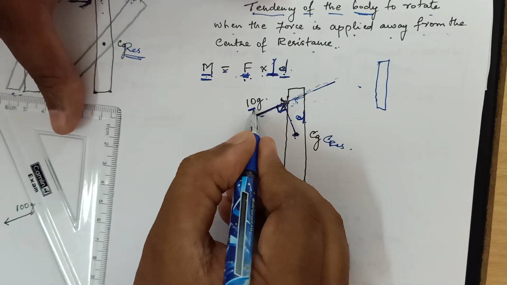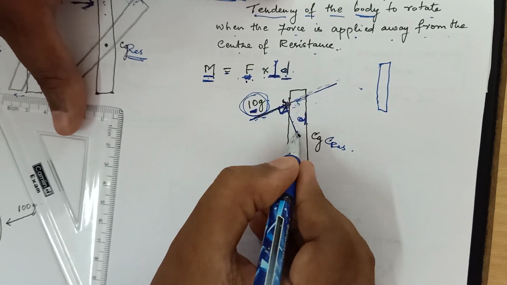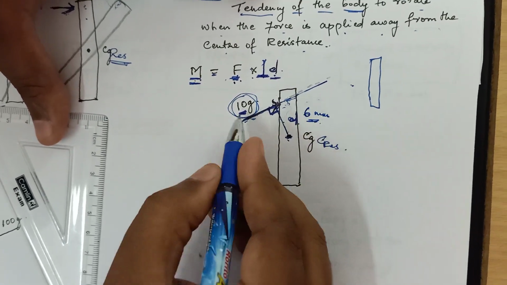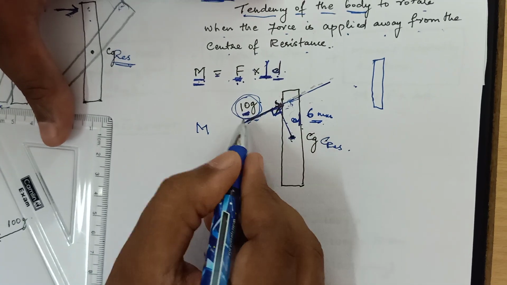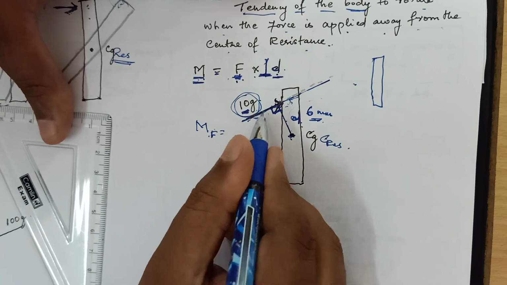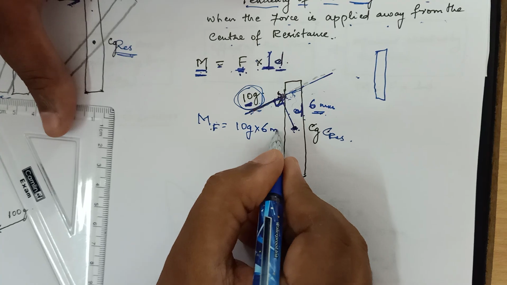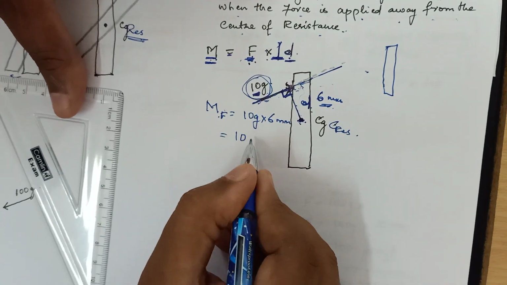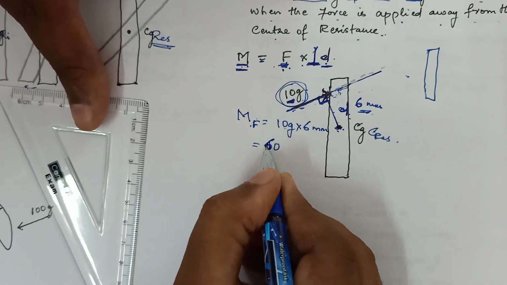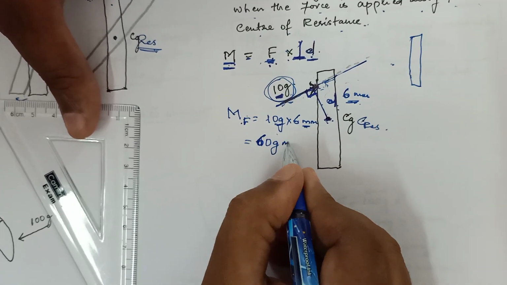I'll just give an example. In this case it is 10 grams of force, and let's say the perpendicular distance I measured is 6 millimeters. Then the moment of this force on this body will be the force, that is 10 grams, into the perpendicular distance, that is 6 millimeters. 10 into 6 is how much? 60. So 60 gram millimeter.